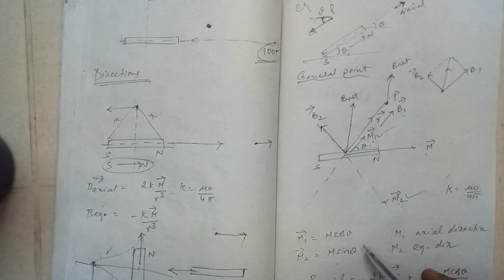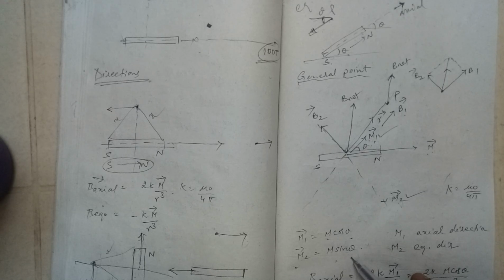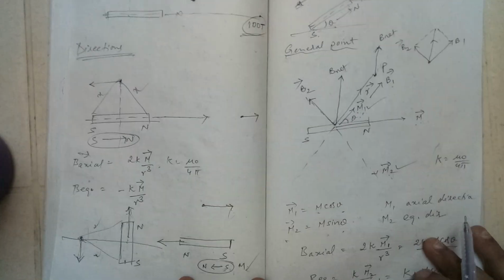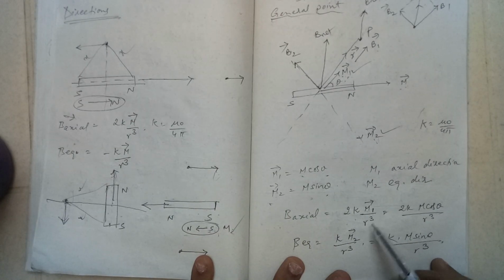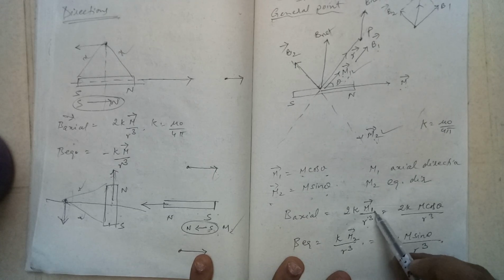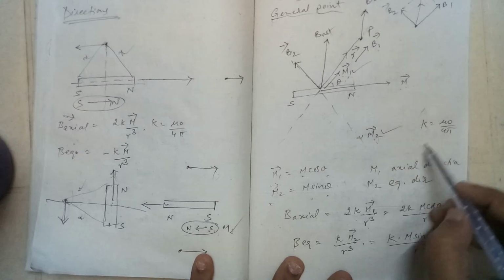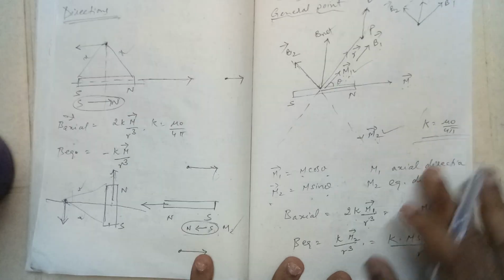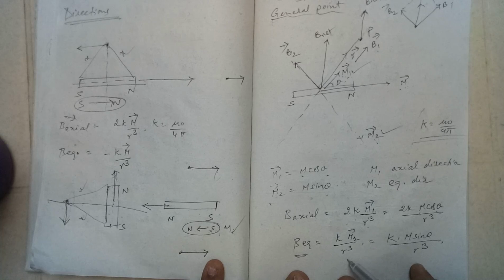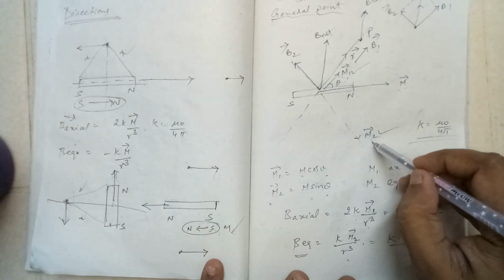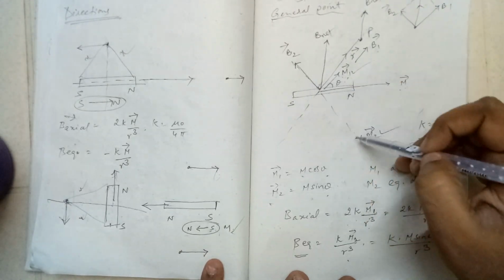So m1 can be written as m cos theta, and m2 can be written as m sin theta. We know that the equation for b axial is 2k m by r cube. So in the axial direction, here there is m1, and m1 magnitude is m cos theta. K, I am calling it mu naught by 4 pi, the constant I am calling as k. In the equatorial direction, it will be k m by r cube. Which m do I need to put? I need to put m2, and m2 is m sin theta. But the direction of the magnetic field will be opposite to the m2 direction.